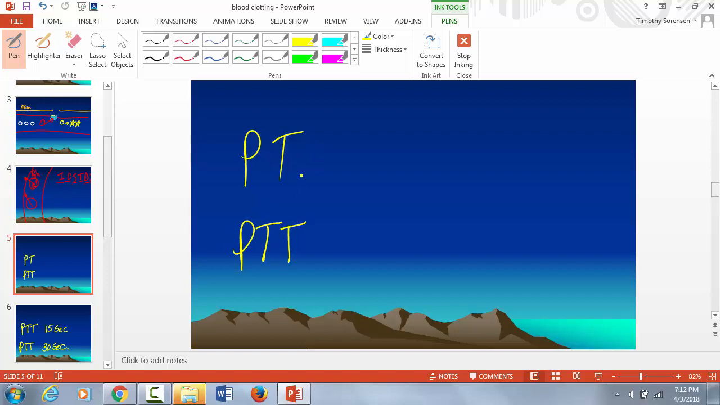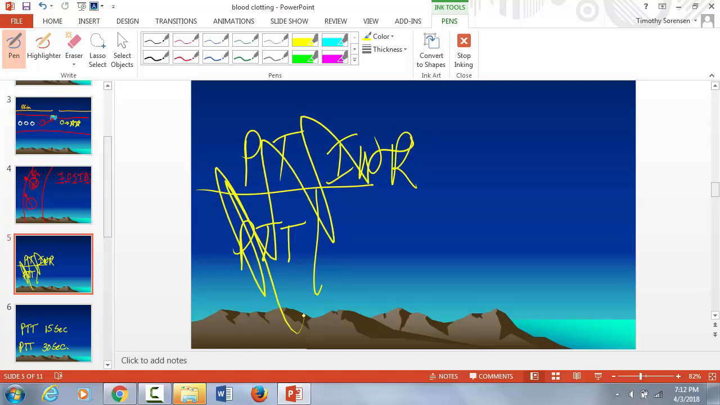How do they do that? PT. I think it's like this, and then they have like INR. You ever see that, where they do that? All right, fine. I don't know, I just saw it.